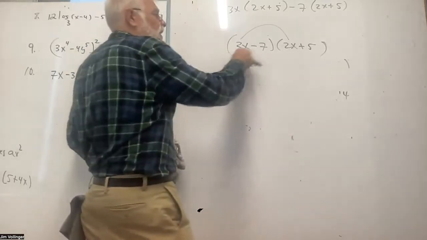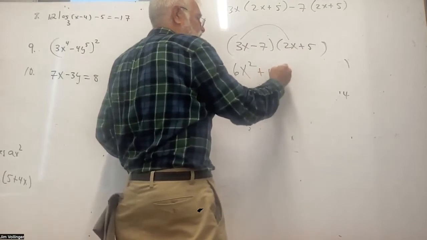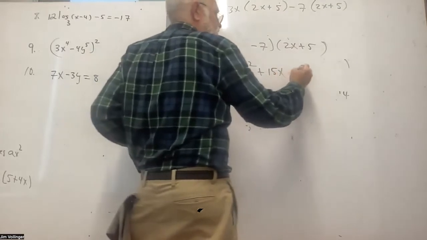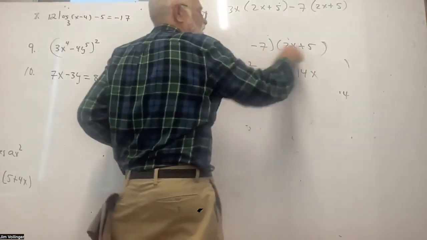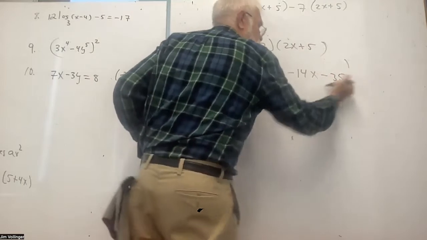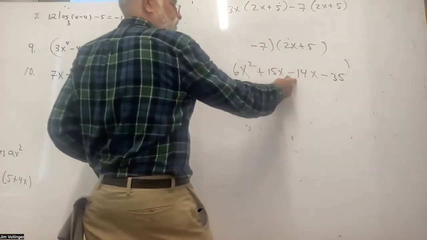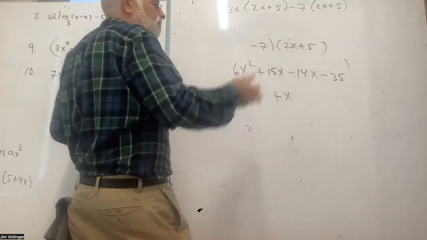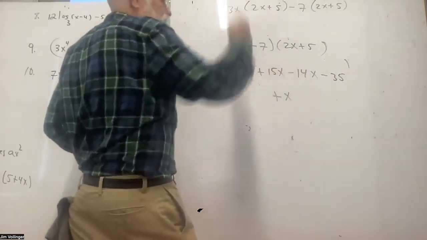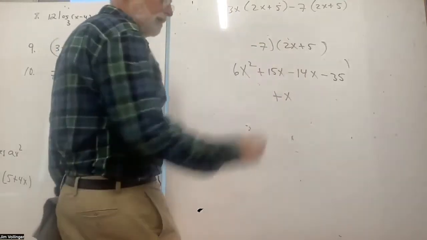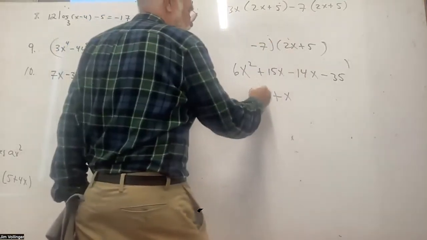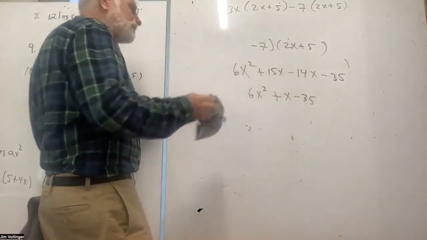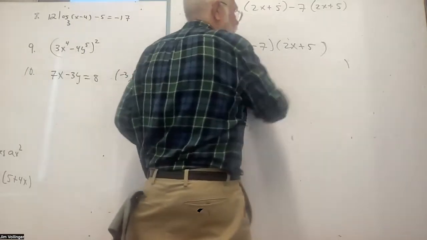I hope we're seeing that we don't forget to write that on the next test. All right, and 3x times 5 is 15x. I've done the 3x part. Now I have to do the minus 7 times 2x, which is minus 14x, minus 35. And what do we do with that? We see 15 minus 14 is just 1x. I've got 15 markers minus 14 markers, I've got 1 marker left. So the final answer is 6x squared plus x minus 35. Okay, we practiced that in class. Some of you practiced that.